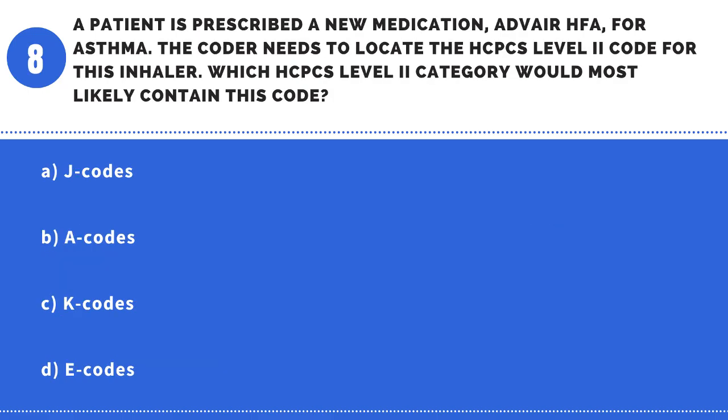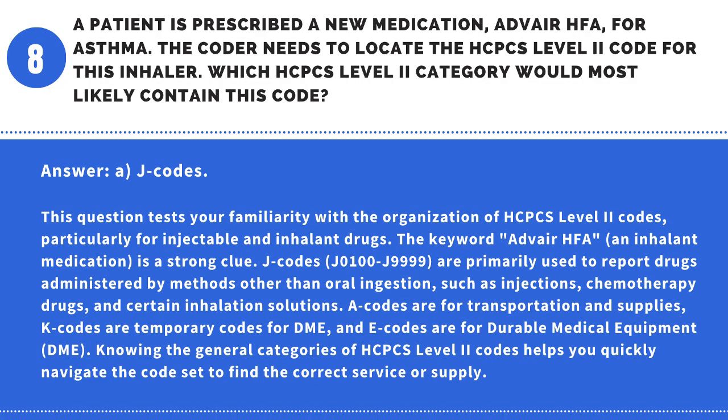Question 8. A patient is prescribed a new medication, Advair HFA, for asthma. The coder needs to locate the HCPCS Level 2 code for this inhaler. Which HCPCS Level 2 category would most likely contain this code? A. J codes. B. A codes. C. K codes. D. E codes. Answer: A. J codes.